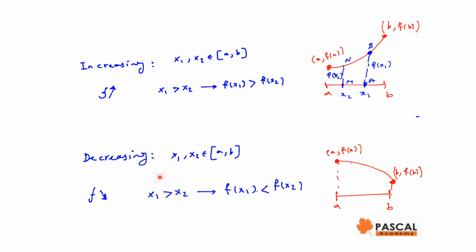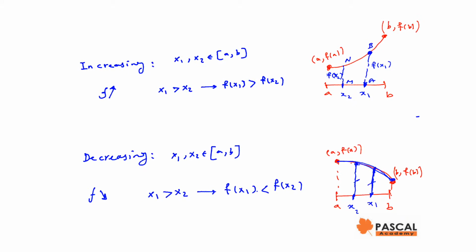Similarly, we say a function f is decreasing on the given interval a and b if for any two numbers x1 and x2, f of x1 is smaller than f of x2 whenever x1 is greater than x2. f of x1 is smaller than f of x2 for any x1 and x2 with this property, x1 greater than x2. Therefore, this graph represents a decreasing function.